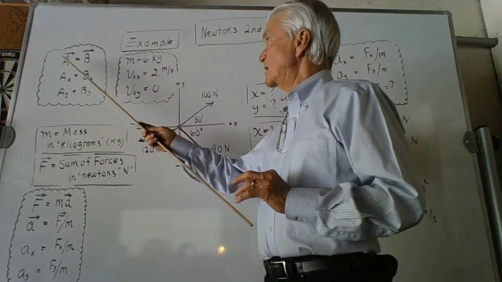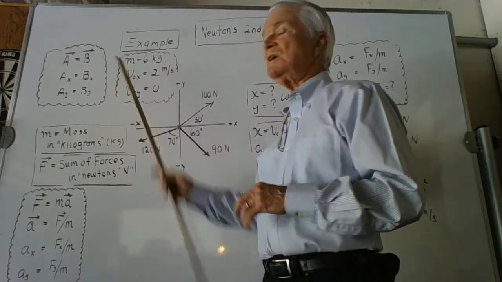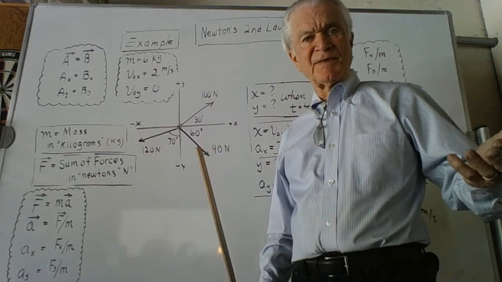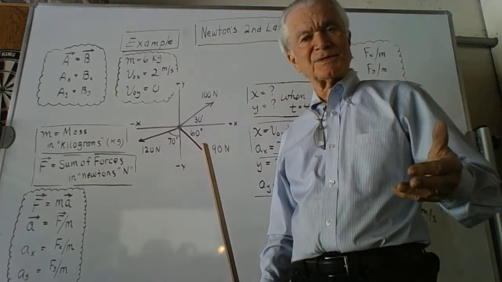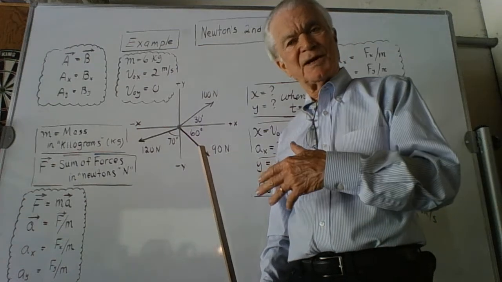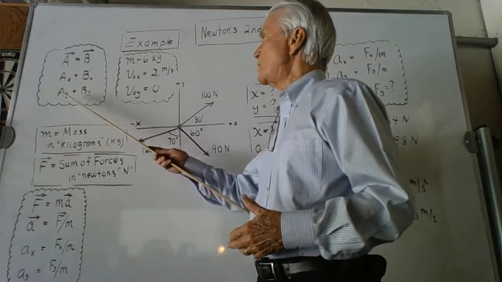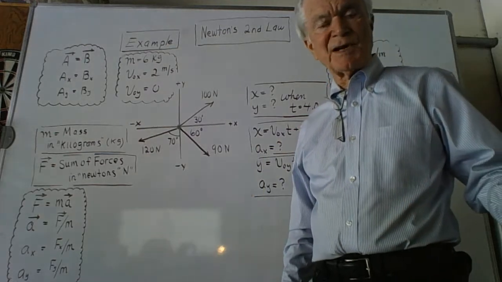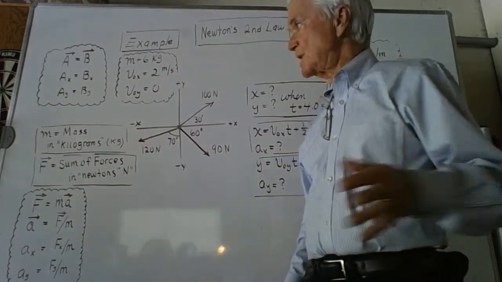So if a vector A equals a vector B, then the horizontal part, the x component of the one vector, equals the x component of the other vector. And the same is true for the y components. We'll put that simple property of vectors to use later, not right away.